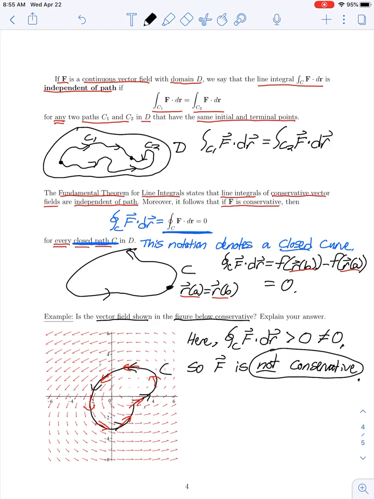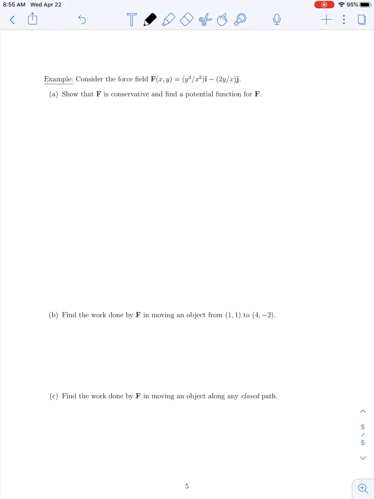All right. So let's look at another example. In this last example, we are asked to consider a force field, so some vector field in 2 dimensions, which represents the force acting on an object at a point in the plane. And notice for this example that x cannot be equal to 0, since both component functions of this field involve division by x. So what that means here, before we jump into the problem, is that x can never be equal to 0.